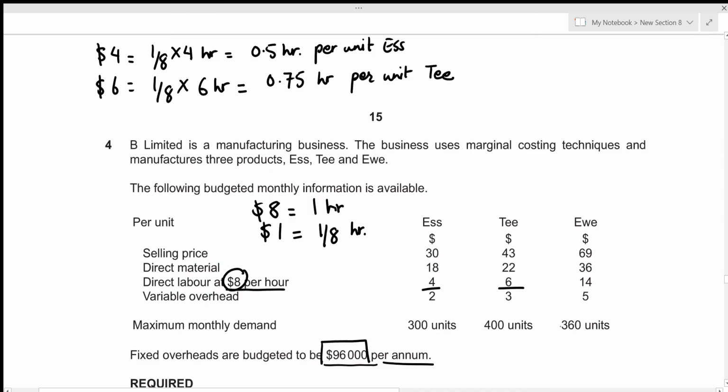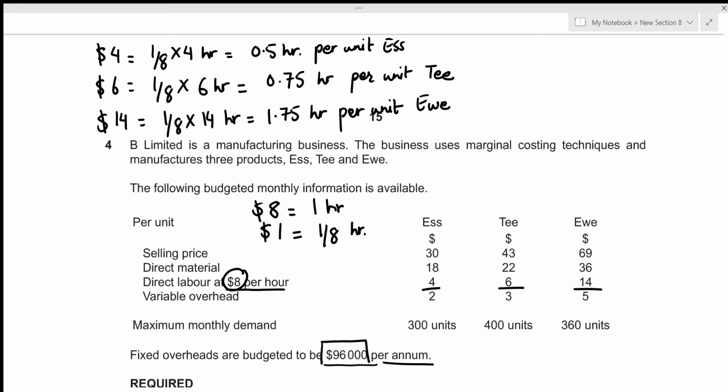Repeat the same process for E. So we're given the direct labor rate to be 14. So that's just $14 is going to be 1 by 8 into 14 hours, which is going to be 1.75 hour. So 1.75 hours is required per unit of the product E. All right, we figured out the time that we require to produce each unit of the three different products. So now we just need to multiply the respective direct labor hour required with the maximum monthly demand in order to figure out the total monthly direct labor hours required.